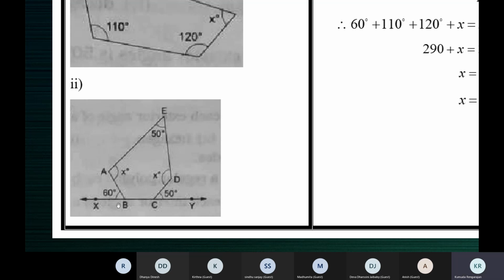Now, tell me, what is the measure of this angle? How do you name this angle first? Let me name this angle. This angle is called angle AED, or I can call it DEA. This angle, which is marked 50 degrees, can be called angle AED or angle DEA.